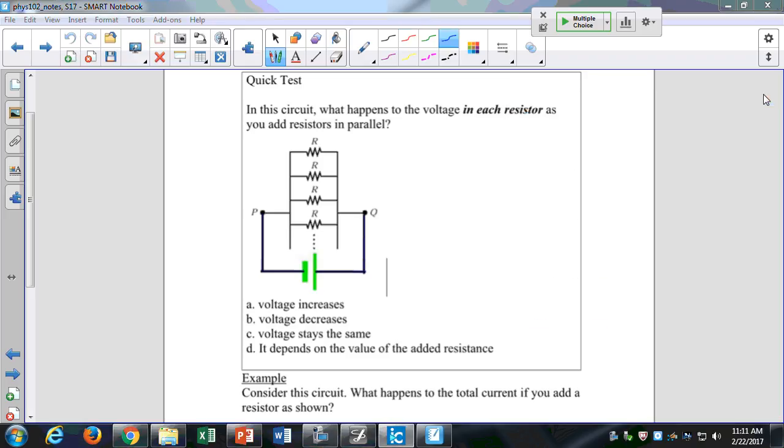So let's say I got 12 volts here. That means I got 12 volts here, 12 volts here, 12 volts here, and on and on. It doesn't matter if I add more resistors. I'm still going to have 12 volts. Right? That's like your house.